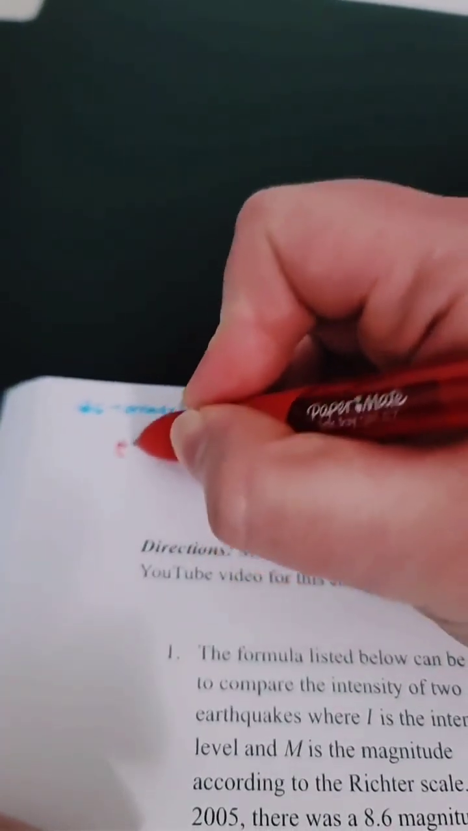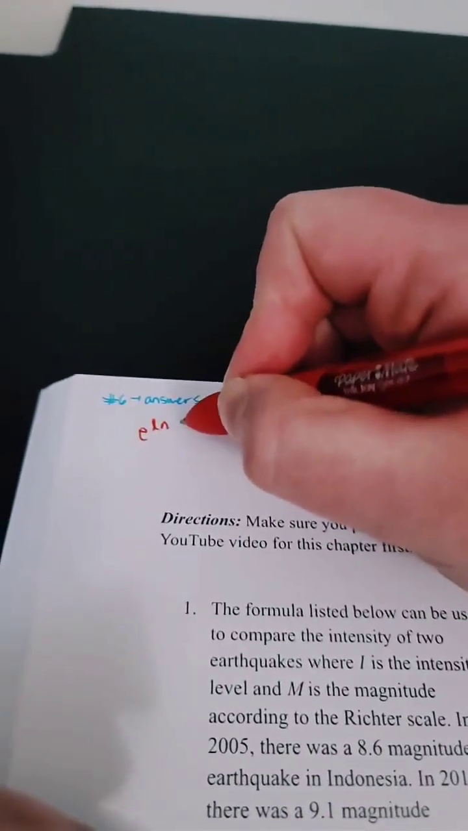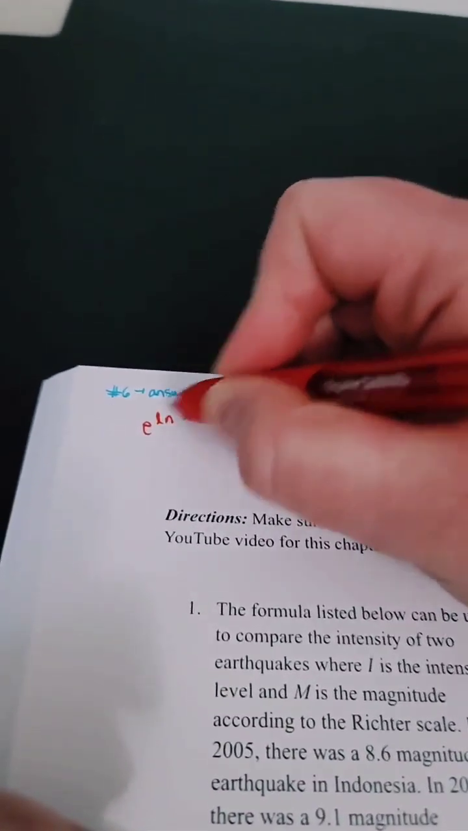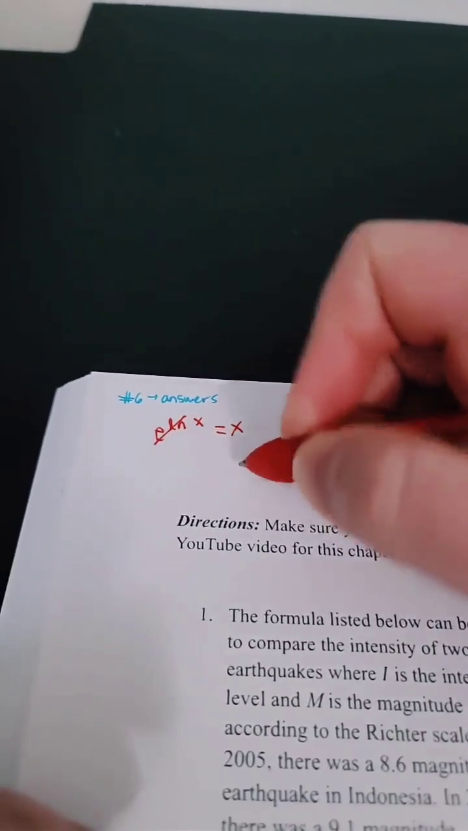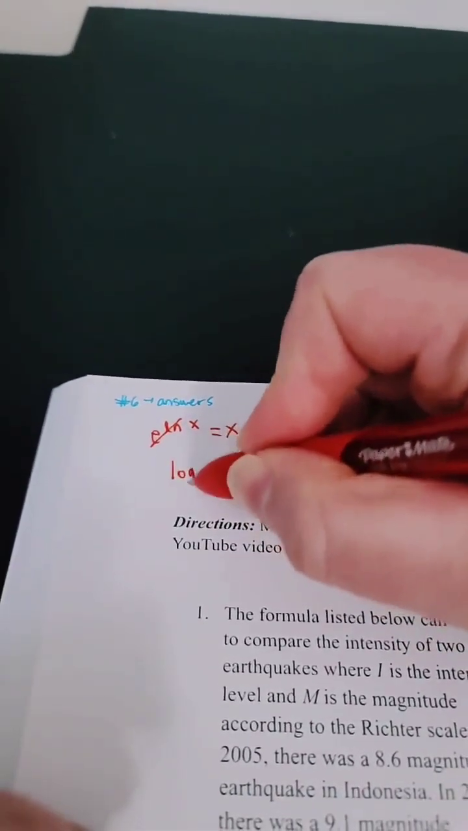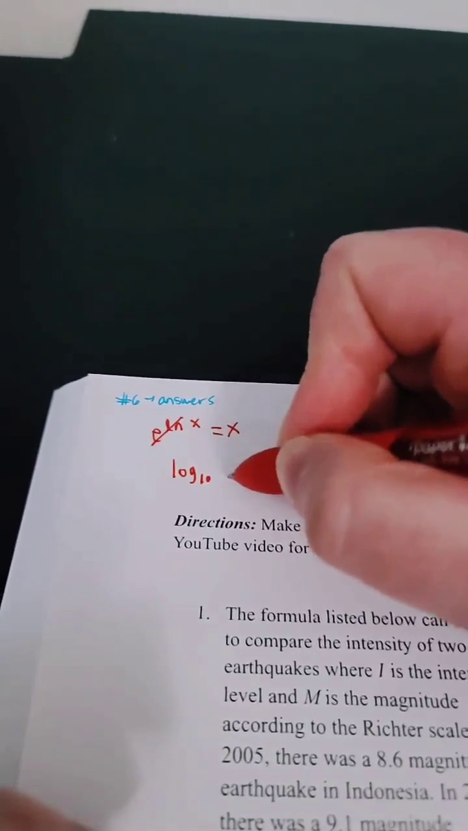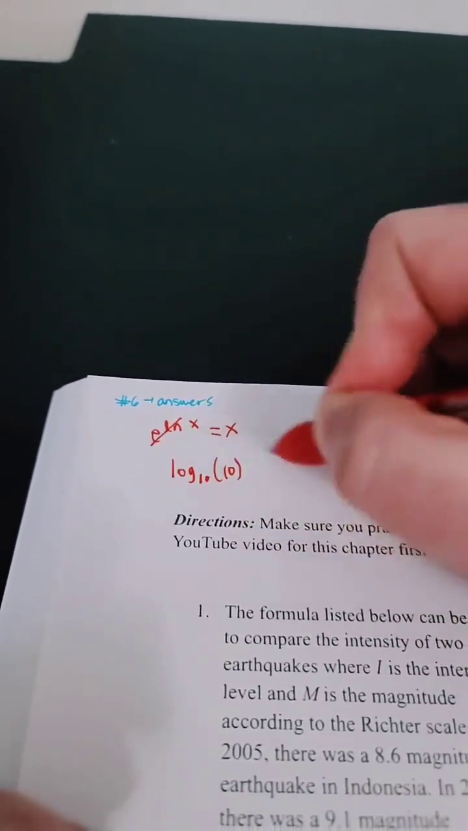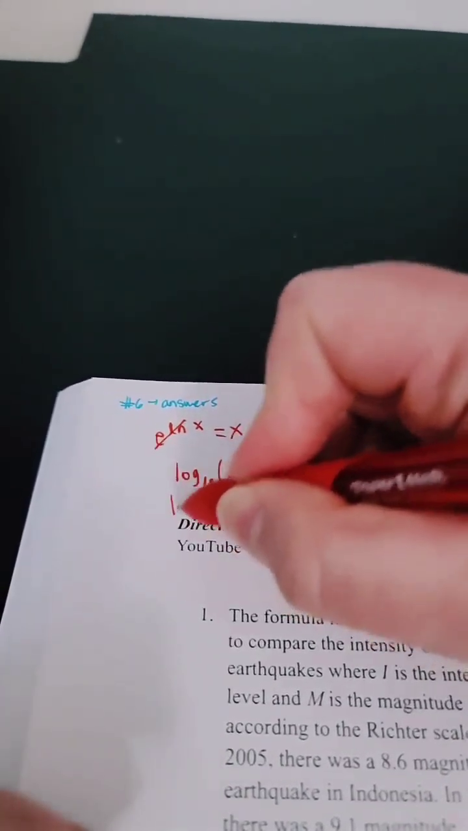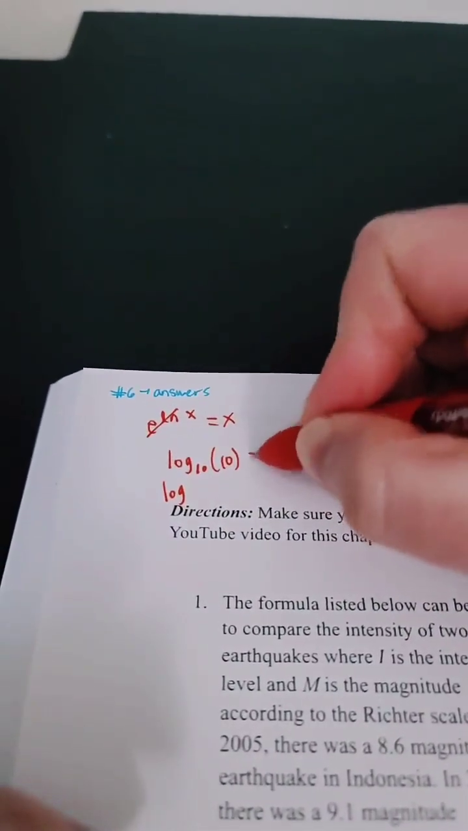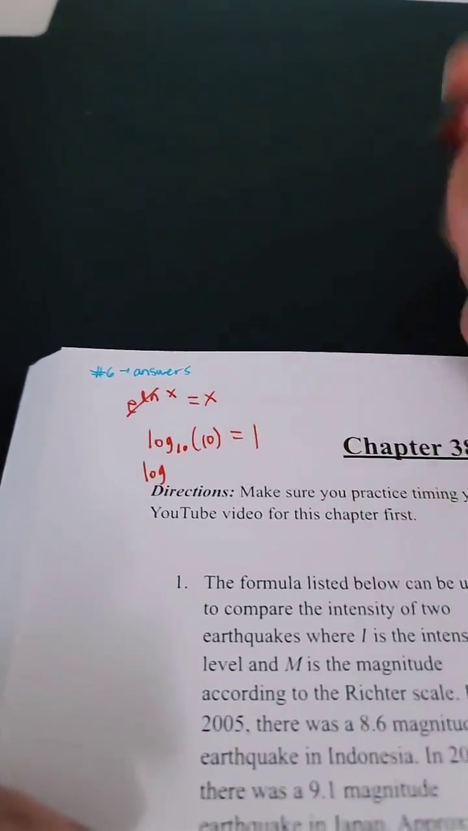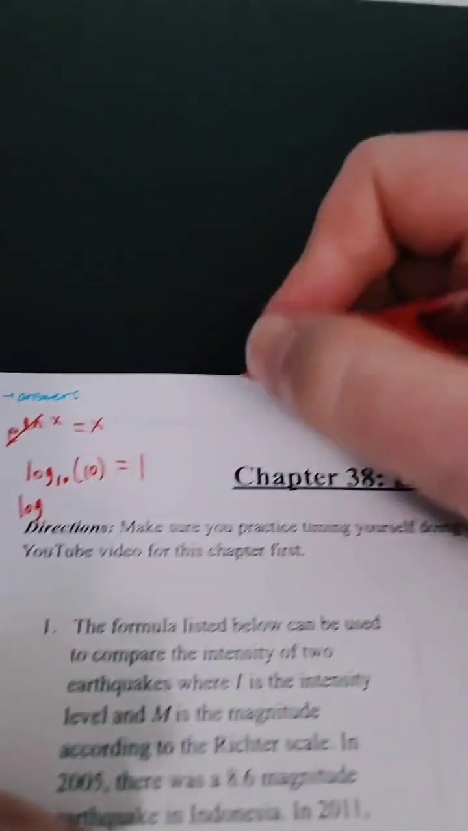And the other thing that I want to remind everybody of, that everyone seems to forget for some reason, is when we have something like e to the ln of x, those cancel out and that just equals x. And a similar thing happens with log if it has a base 10 and then 10, and we assume that log has a base 10 if it's just written without any base there, that those are going to cancel out to 1. So that's another one that you might want to remember.